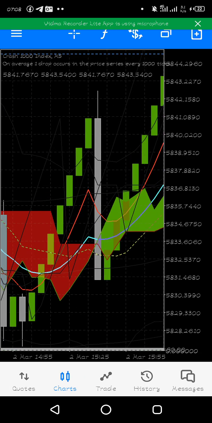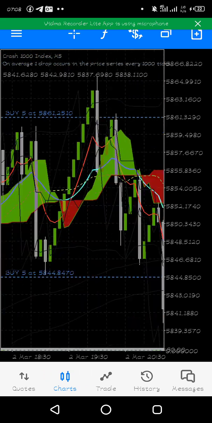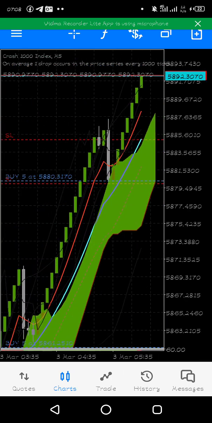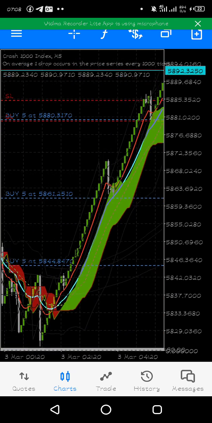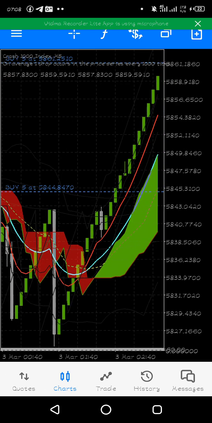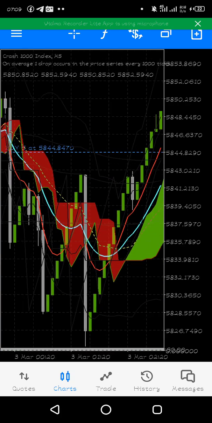Now look at here. This is my setup. What do I look for when I want to enter? This is a 5 minute time frame. I can still go to other time frames, but let's check it out. What do I look for? This thin line is my Bollinger Band. The second line is my moving average, while the third one is my moving average.